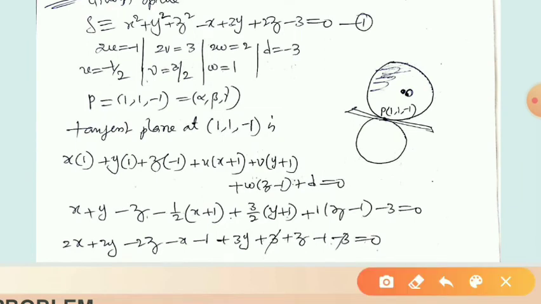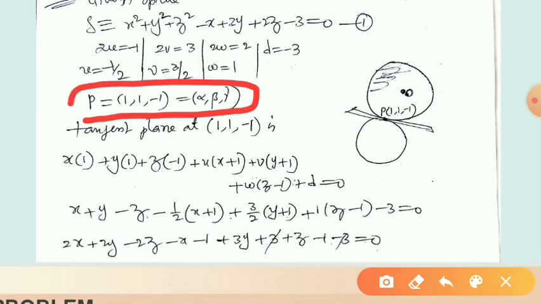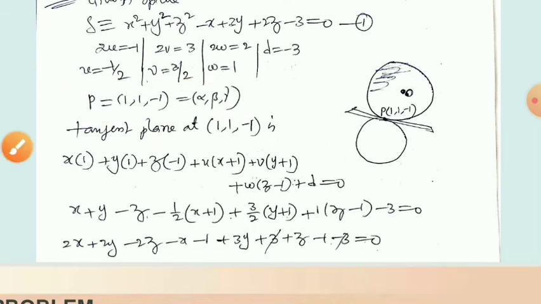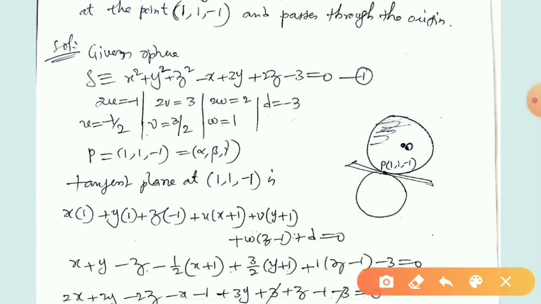So, P(1, 1, -1) is equal to (alpha, beta, gamma). Here we have to find the tangent plane at (alpha, beta, gamma), that is at (1, 1, -1). First we have to find the tangent plane to the given sphere at the point (1, 1, -1). Therefore let (1, 1, -1) be equal to (alpha, beta, gamma).